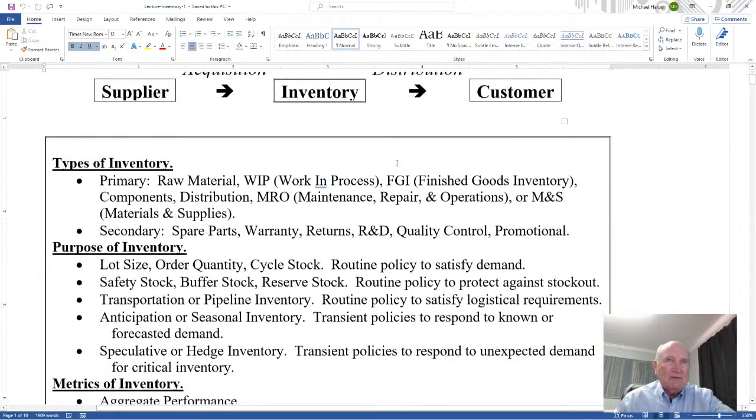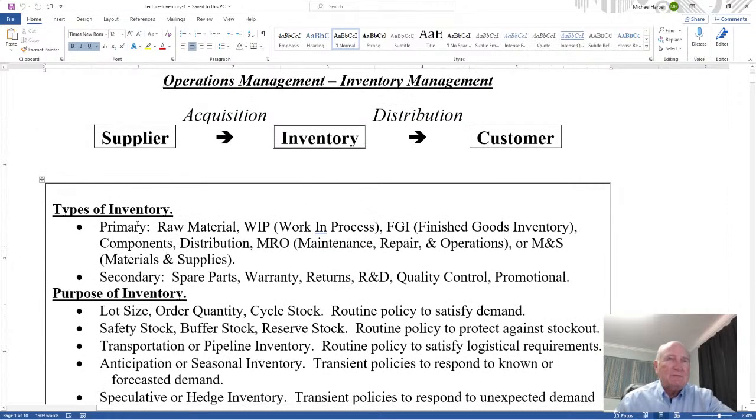First, I start with some definitions. There are different types of inventory. Primary types of inventory are raw material, work in process, and finished goods inventory. These three are the primary types that are well known and usually referred to first.